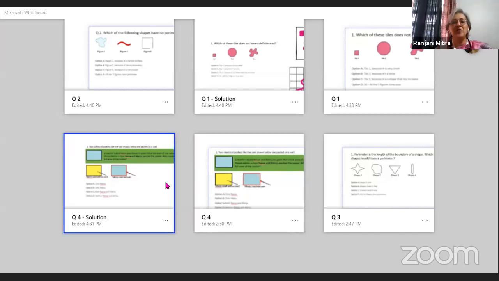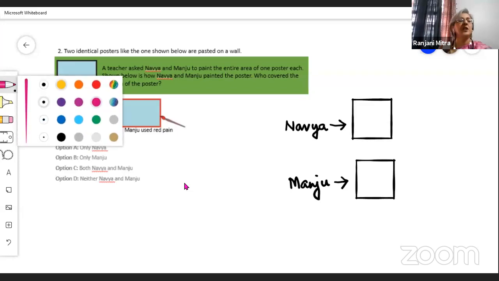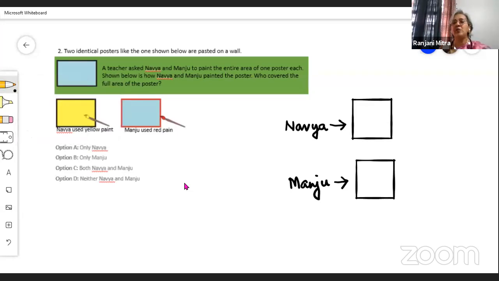Now what we're going to do is look at the solution. Let me teach you this. So here is Navya's poster and here is Manju's poster. Which color did Navya use? Let us see. She took yellow. So I'm going to take yellow color and paint Navya's poster. I'm going to do exactly what she has done. And then we will ask Anita ma'am to give us the right answer.